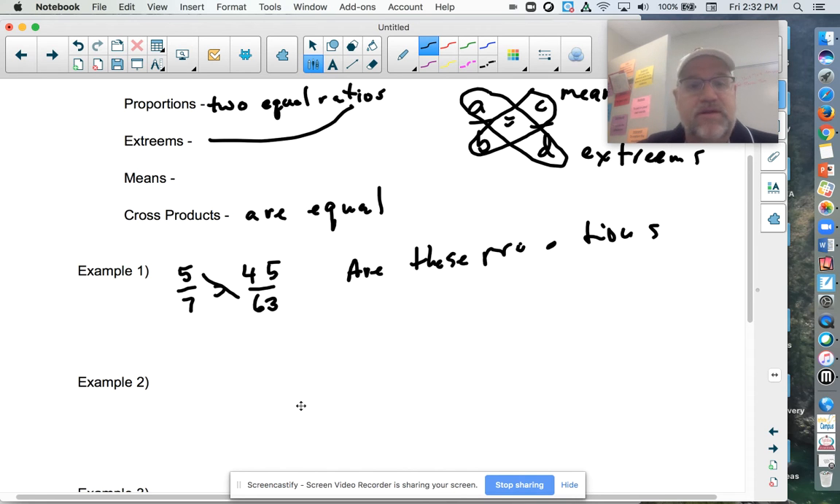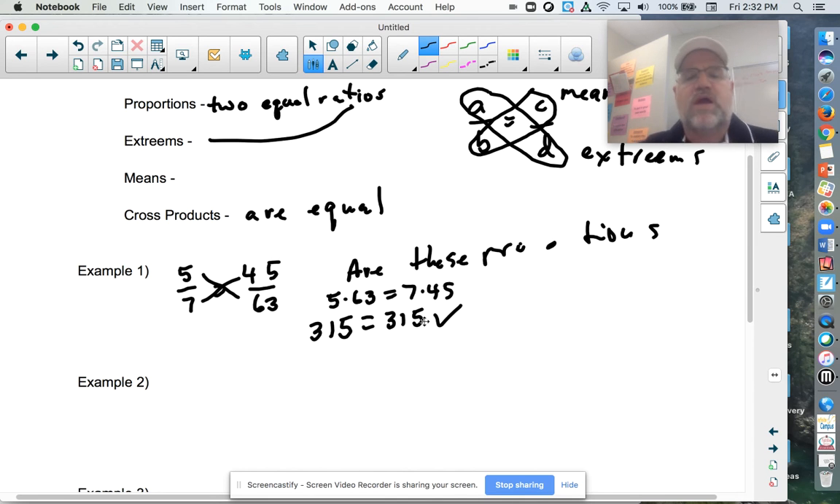Literally grab a calculator. 5 times 60 is 300. 5 times 3 is 15. So is 315 equal to 7 times 45? Well, 7 times 40 is 280 plus 35. Oh, it is 315. So does 315 equal 315? The answer is yes. So we know then that the product of the extremes, 5 times 63, equals 7 times 45.